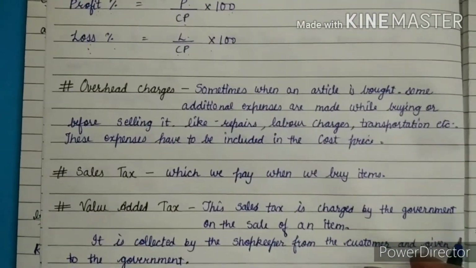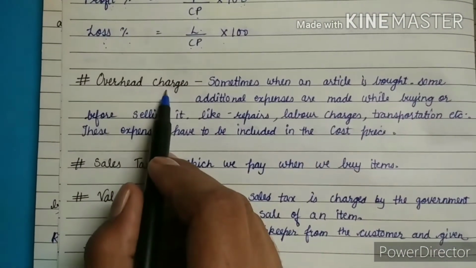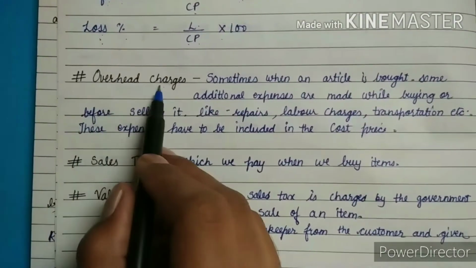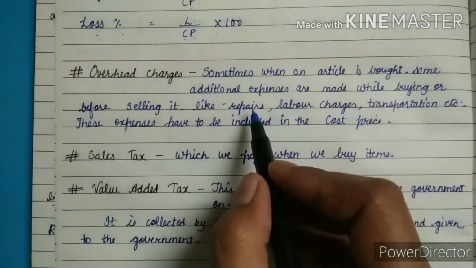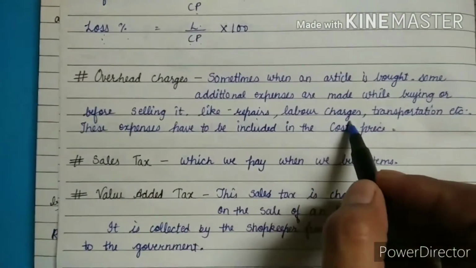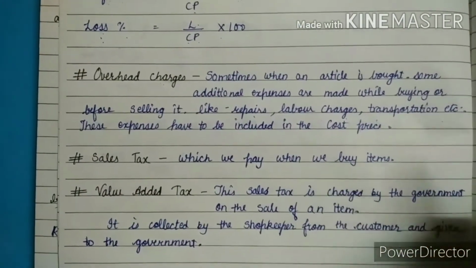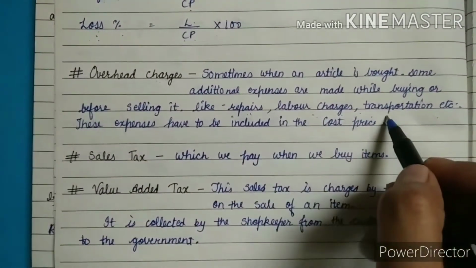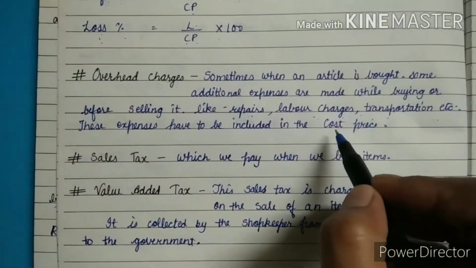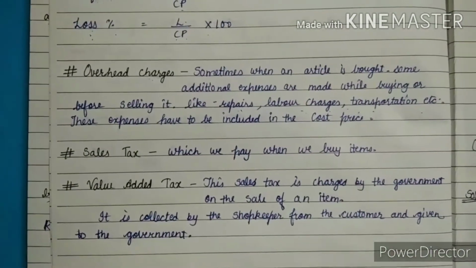Something that we have to see in the exercise is overhead charge. Overhead charge means extra charge that we are paying, like in the form of repairs, labor charge, transportation, etc. They all are included in cost price.